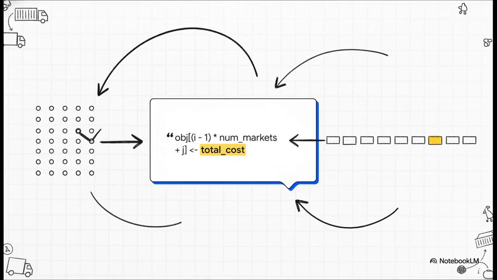2 minus 1 is 1. 1 times 5 markets is 5. 5 plus J, which is 1, equals 6. The code perfectly drops the shipping cost for that specific route into the exact 6th slot of our 1D vector. It flawlessly flattens our 2D world into a 1D line.